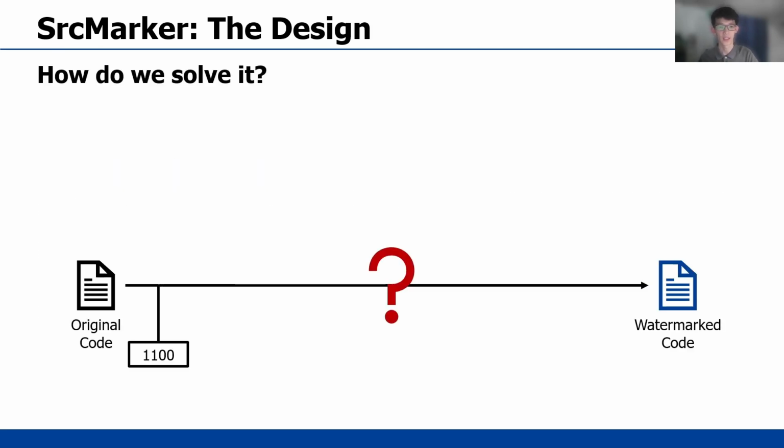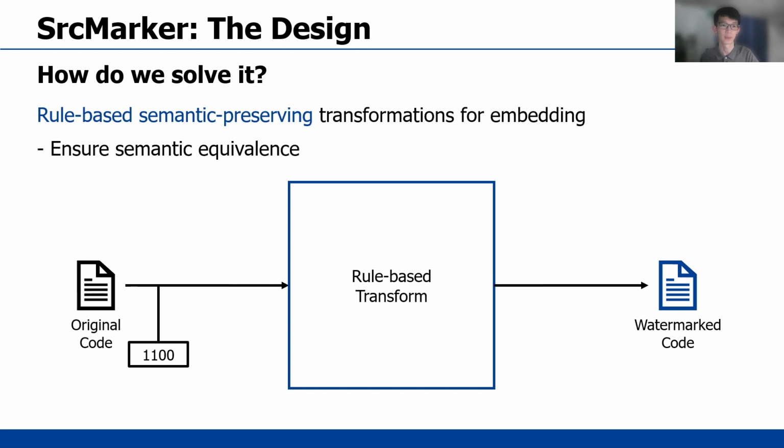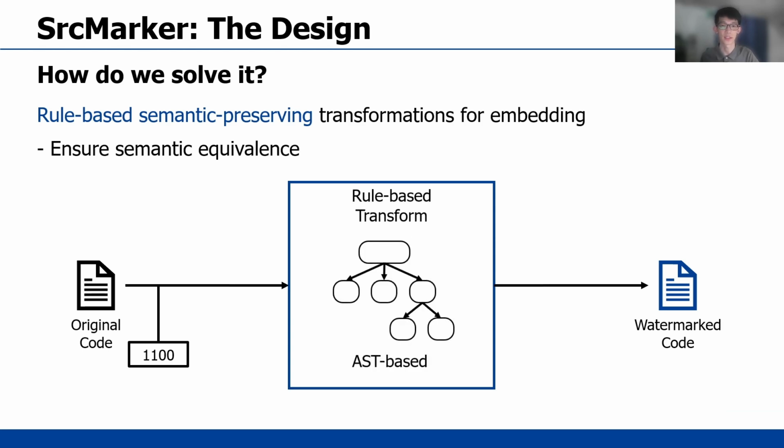To deal with these challenges, we incorporate 4 specific designs in SrcMarker. We first propose to use rule-based semantic-preserving code transformations for encoding the watermark. Such transformations are guided by the abstract syntax tree, or AST, of the input code. The abstract syntax tree is essentially an equivalent structural representation of the original code, and by operating on this tree structure and leveraging its structural information, we can theoretically ensure the semantic equivalence of the watermarked code.